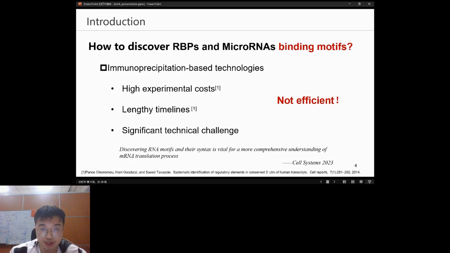However, this approach entails high experimental costs, lengthy timelines, and significant technical challenges. Furthermore, these methods are limited to a single motif. Discovering relevant motif combinations still remains challenging.